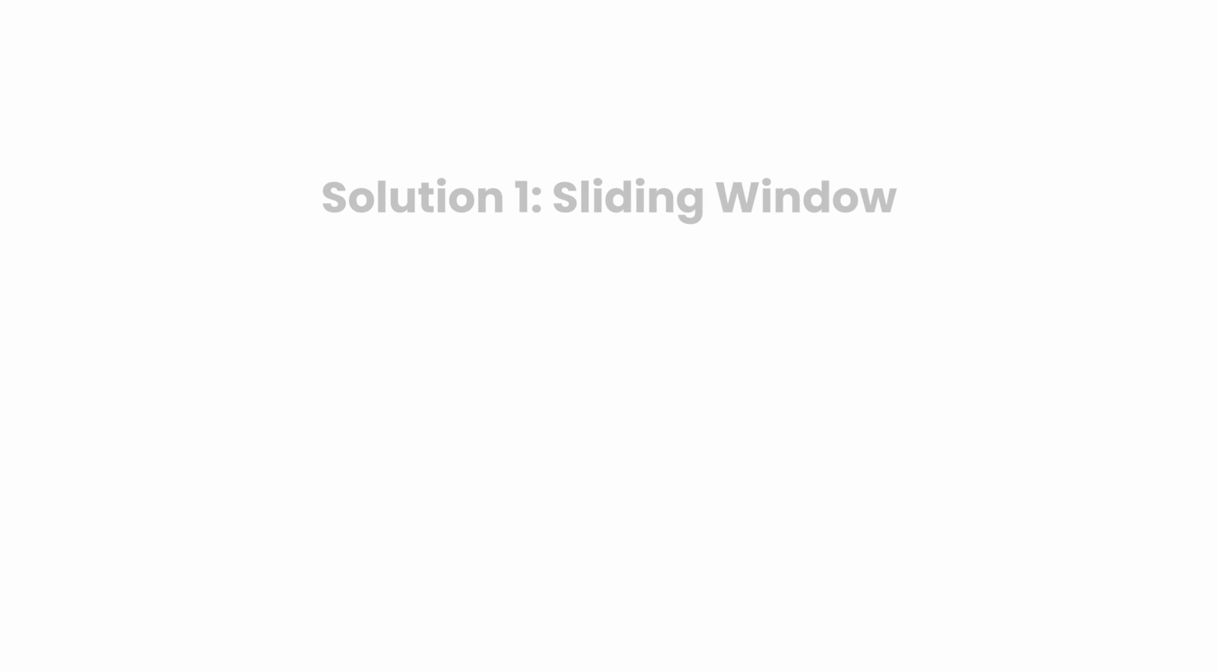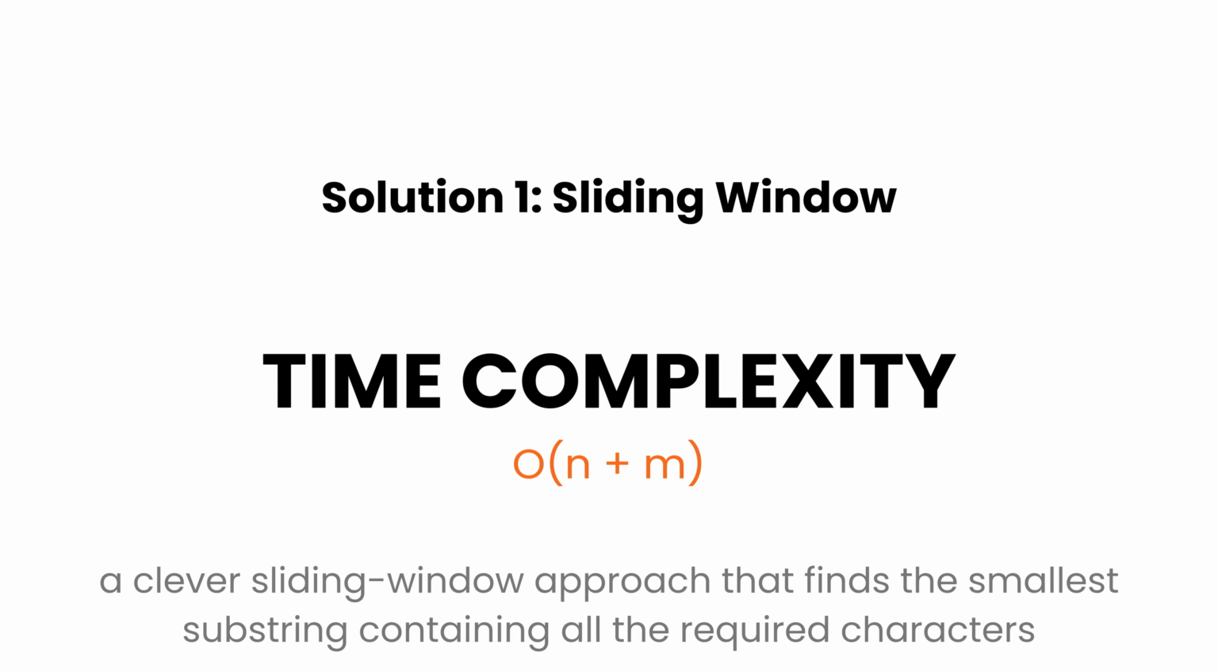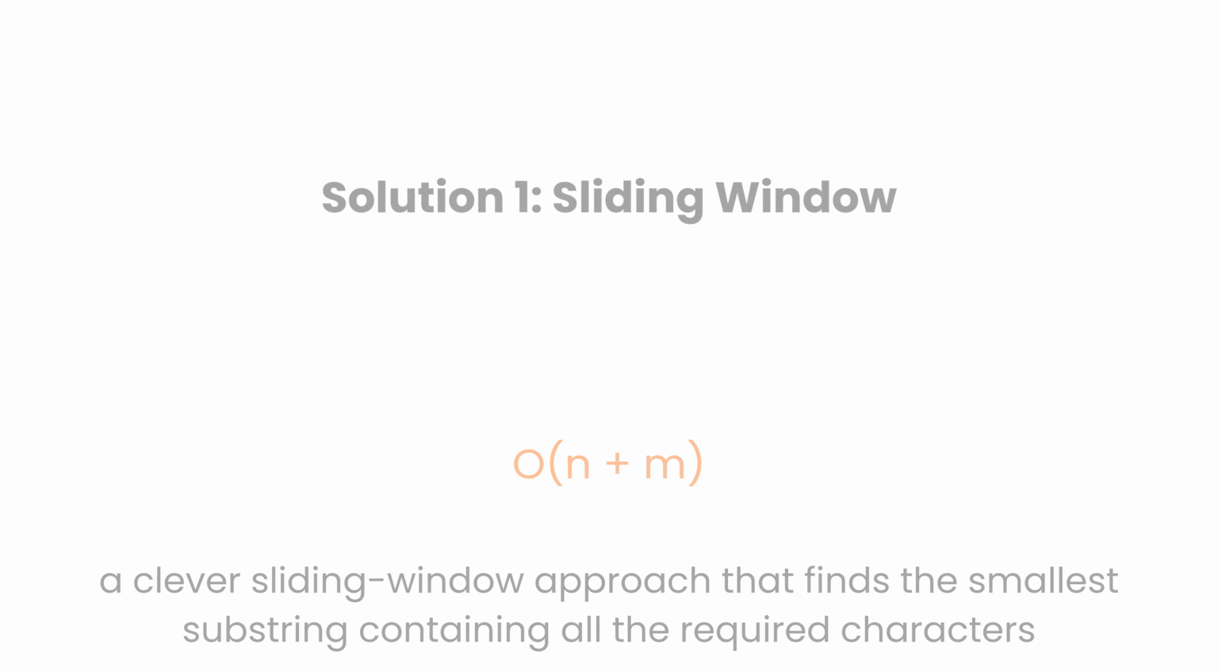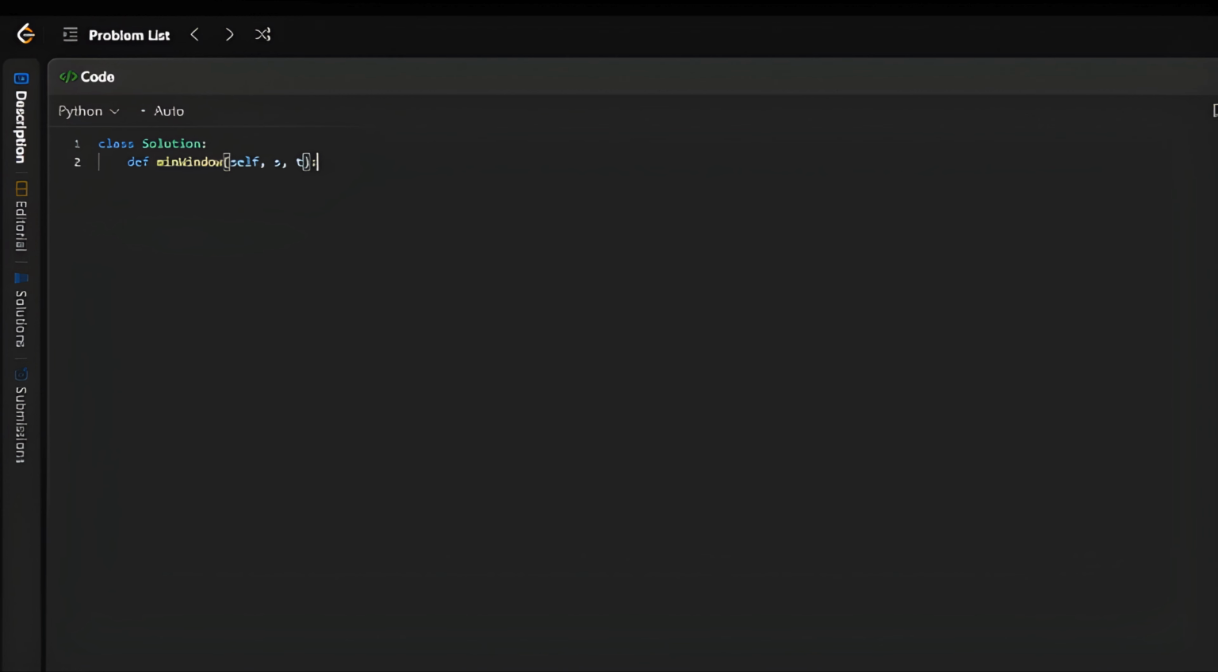Now, let's break down the first Python solution for minimum window substring, a clever sliding window approach that finds the smallest substring containing all the required characters. We start by defining the solution class. LeetCode looks inside this class to find the function it needs to run. This defines our function minWindow, which receives two strings: S, the big string we're searching through, and T, the set of characters we need to find inside a window of S.